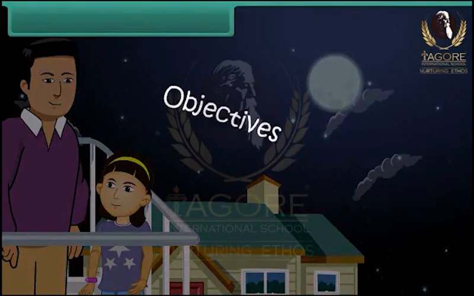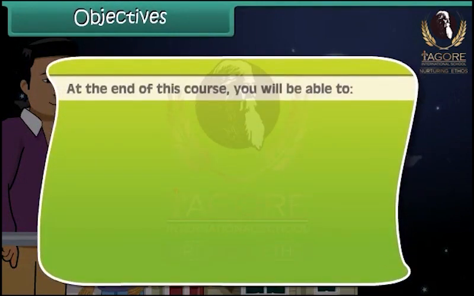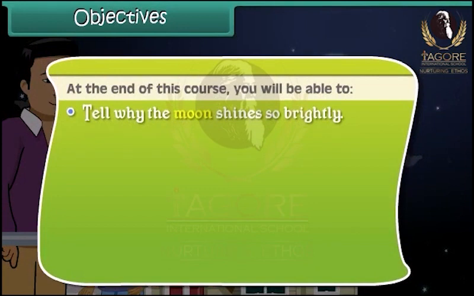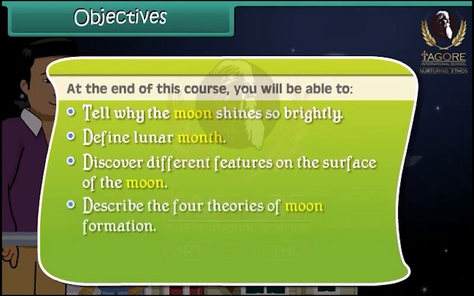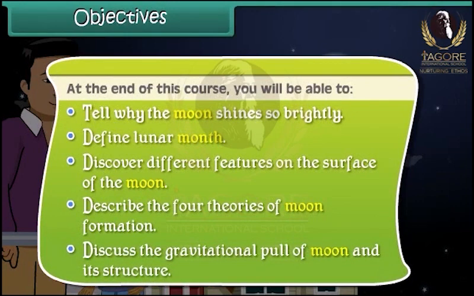Objectives. At the end of this course, you'll be able to tell why the moon shines so brightly, define lunar month, discover different features on the surface of the moon, describe the 4 theories of moon formation, discuss the gravitational pull of moon and its structure.